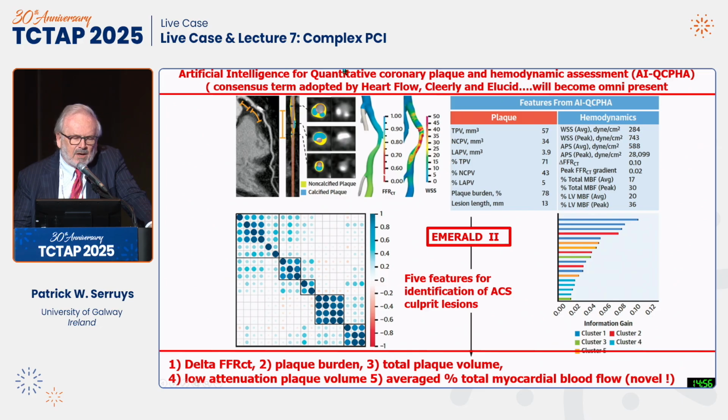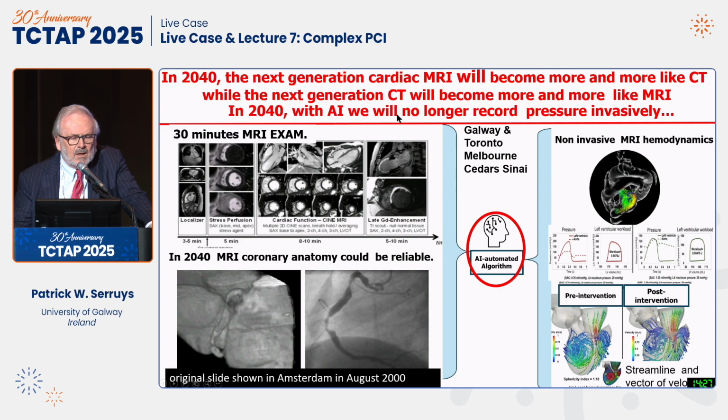Artificial intelligence for quantitative coronary plaque and hemodynamic assessment. The term is ICFA. It's a consensus term adopted by HeartFlow, Cleerly and Elucid, and will become omnipresent after the EMERALD-2 trial. Five features for identification of the culprit lesion have been identified: delta FFRCT, plaque burden, total plaque volume, low attenuation plaque volume, and average percent total myocardial blood flow, a novel parameter of HeartFlow. In 2040, the next generation of cardiac MRI will become more and more like CT, while the next generation of CT will become more and more like MRI.